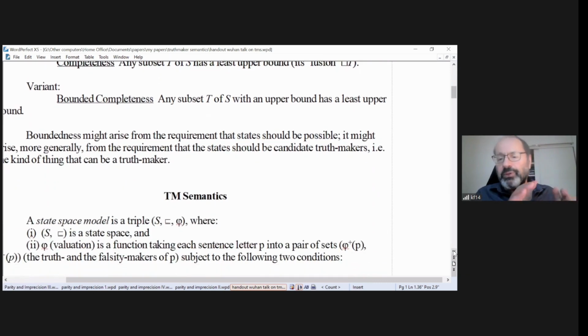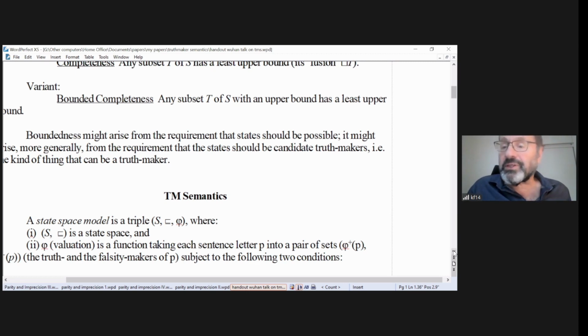And now what we want to do is tie state spaces to the language. We have a state space. These are states ordered by part whole. And we want to connect them to the language. How do we do that? We do that through a model. So a state space model will include the state space: we'll have the set S of states, we'll have the relation of part whole, and we also need a valuation. The valuation is connecting the states to the language.